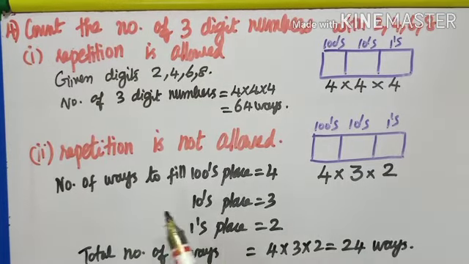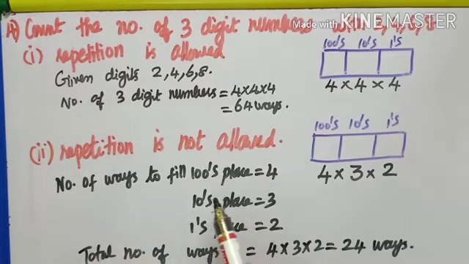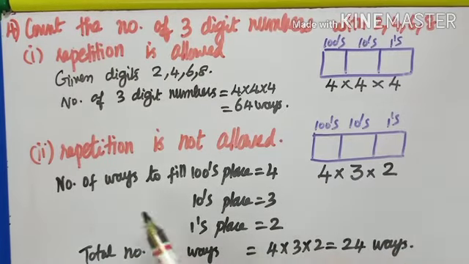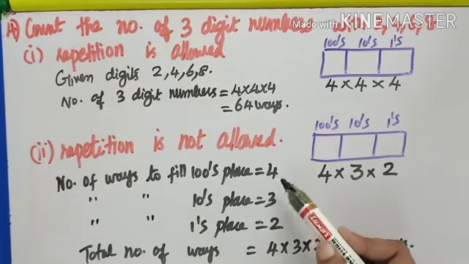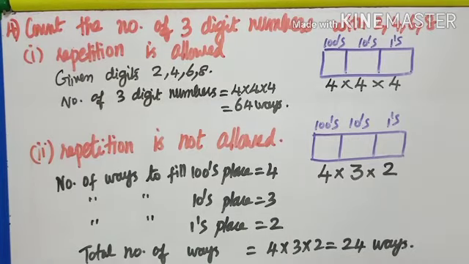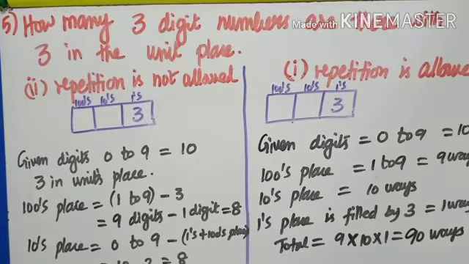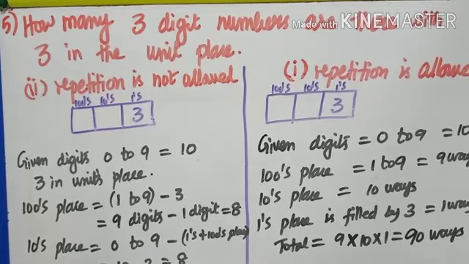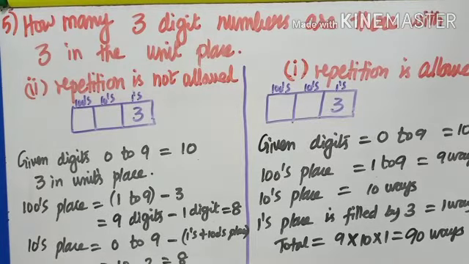To present it in statements: number of ways to fill hundreds place 4, tens place 3 and ones place 2. Total number of ways will be to multiply 4 into 3 into 2, we get 24 ways. Question number 5. How many 3-digit numbers are there with 3 in the unit place?